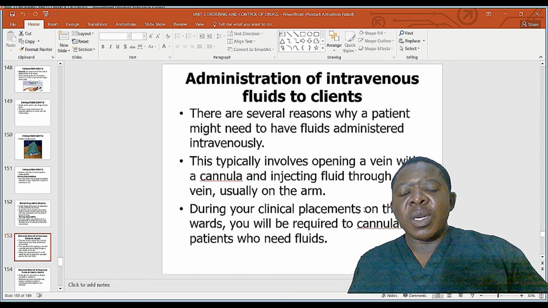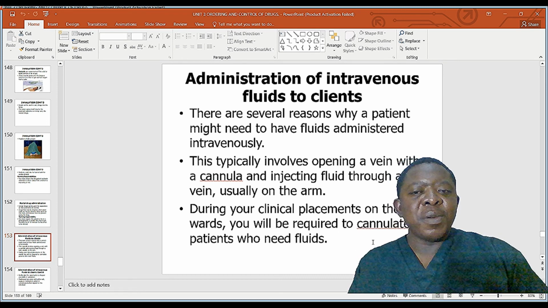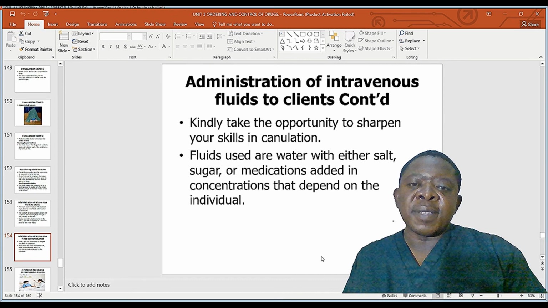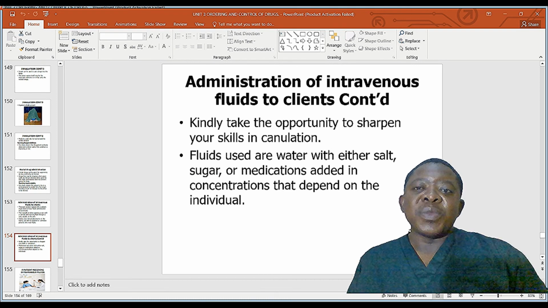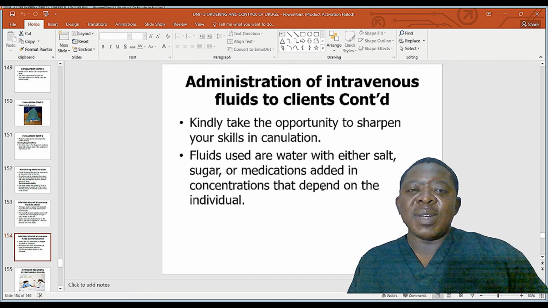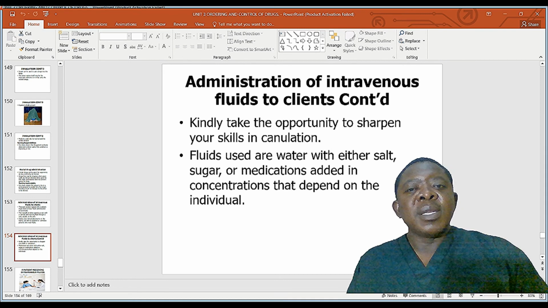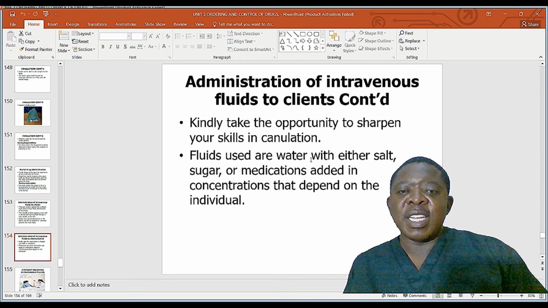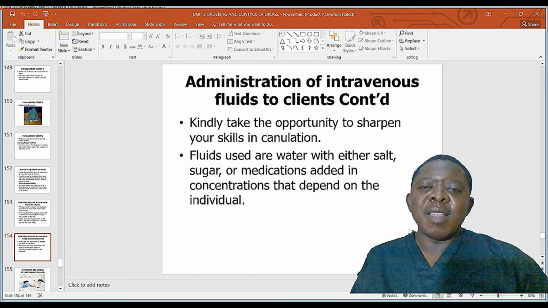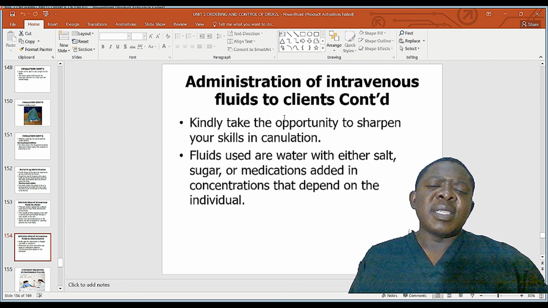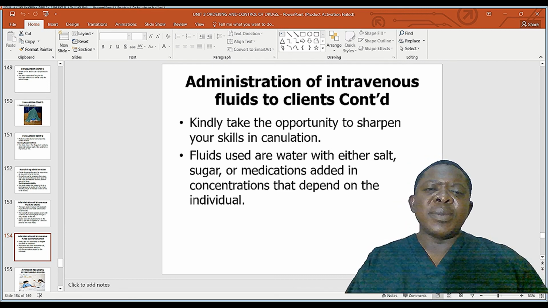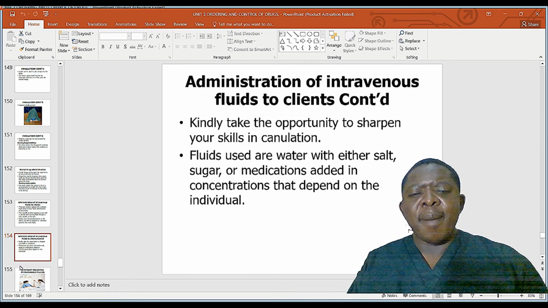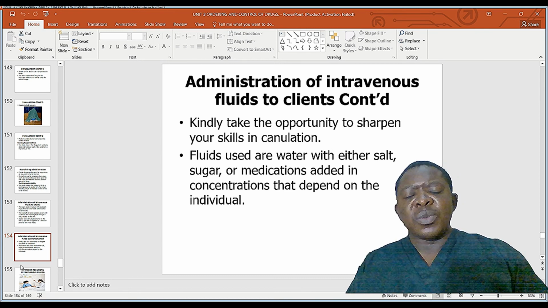During your clinical placement on the wards, you may be required to cannulate patients who need fluids. When administering intravenous fluid to clients, you need to take the opportunity to sharpen your skills in cannulation so that you do not end up pricking the patient unnecessarily. It is encouraged that you start from below, from the lower arm, and then go up to cannulate.